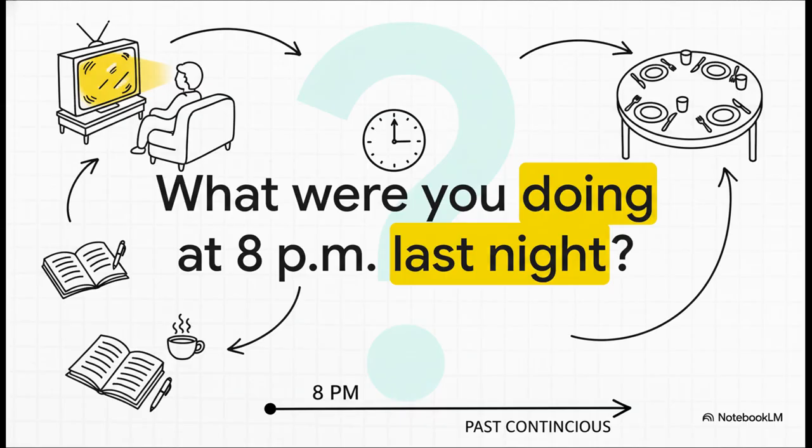Okay, before I even give you a stuffy definition, let me ask you this. What were you doing at 8 p.m. last night? Seriously, think about it. Maybe you were watching a movie, or you were studying, maybe you were just scrolling on your phone. See? Whatever it was, that action was in progress at that specific time, and you just used the past continuous to describe it. That's the whole idea right there.